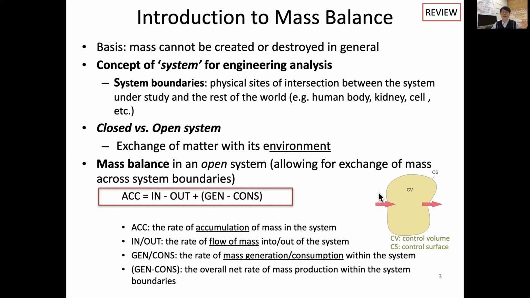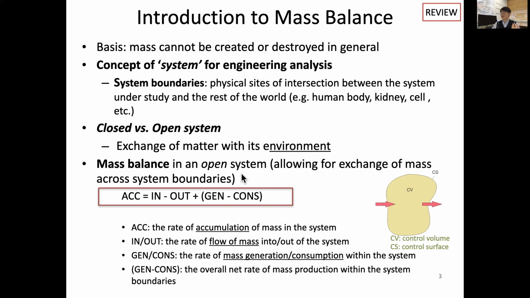And outside is the environment. When it's an open system, materials or physical quantities can pass through, like this arrow shows. So matter can enter into the system, or matter can go out of the system. In this case, it's an open system, but there are closed systems which do not allow exchange of matter, which would be a much simpler case.